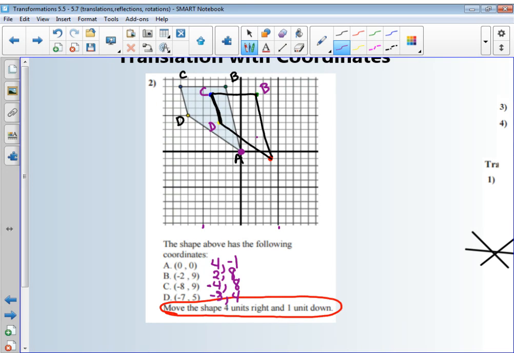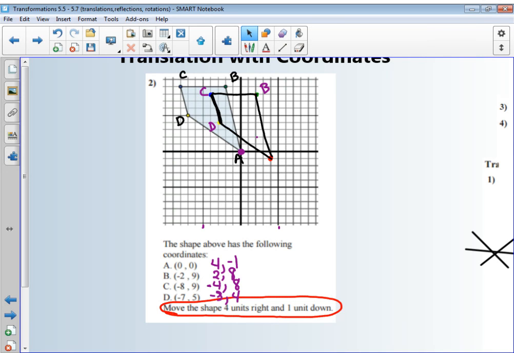Sometimes they're going to just ask, what are the new coordinate sets of your new figure, of your translated figure? Sometimes they'll just ask you to move it, and sometimes they're going to ask us what the translation is. So here the translation was 4 units to the right, 1 unit down. Okay, so we're going to go ahead and try another concept.